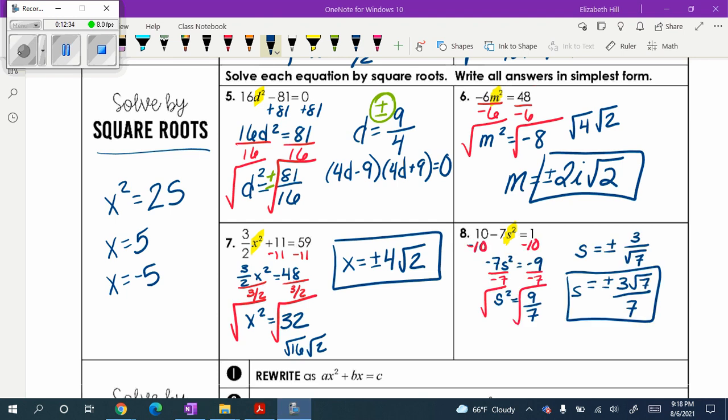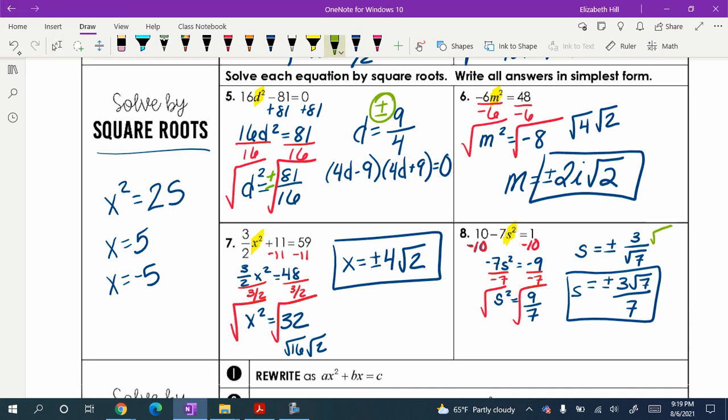All right, so we're incorporating some things from earlier in this chapter, and that's working with those radicals. So we should get plus or minus the square root of 9/7, and take the square root of your numerator, which is 3, square root of 7, and then just remember here that you are rationalizing that denominator, and that's how I get the 3 square root of 7 over 7.